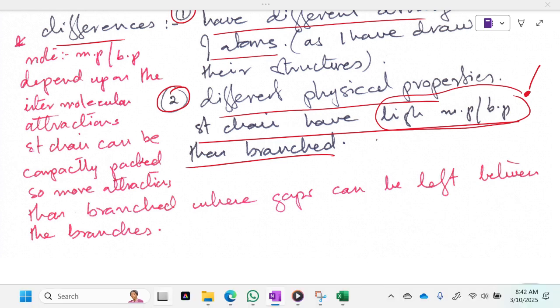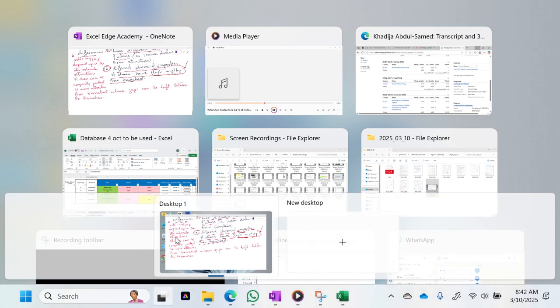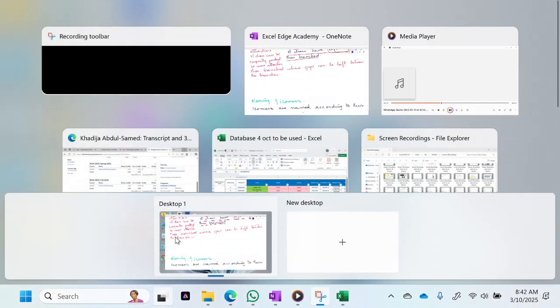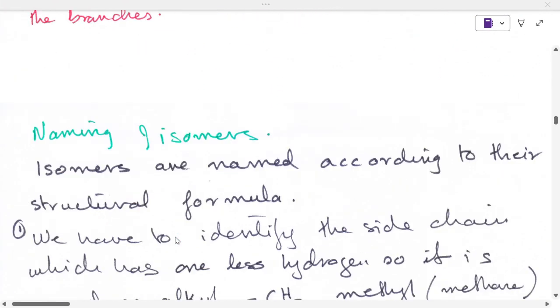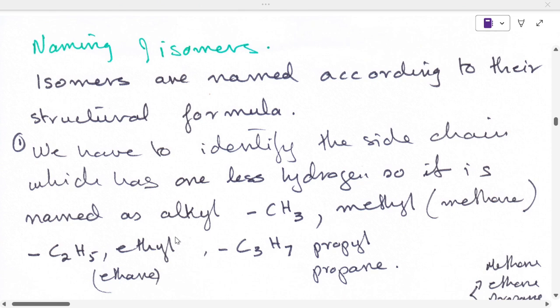Now, for isomers, if you remember your childhood games, you must have been playing with blocks. If you have a number of blocks with you, you can keep on making different shapes out of them. The number of blocks will remain the same. If you have 10 blocks, you can arrange those 10 blocks in different shapes. The same is the case with carbon compounds. As many carbon atoms as you have, that many different structures you can form.